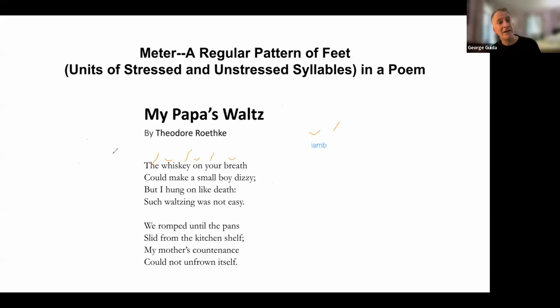Now, if I said the whiskey on your breath with the stress in the wrong place, it would sound totally different and unusual, right? You would never say whiskey with the stress on the second syllable. You would always say whiskey. And there are some words that are like that. Most words are always going to have a kind of fixed pattern of stressed and unstressed syllables. There will be variations for different regions, different kinds of pronunciation, but usually for a word like whiskey, the stress is always going to be on that first syllable. And that's how you know what the pattern of stressed and unstressed is, by saying the line out loud. Could make a small boy dizzy, could make a small boy dizzy, right?